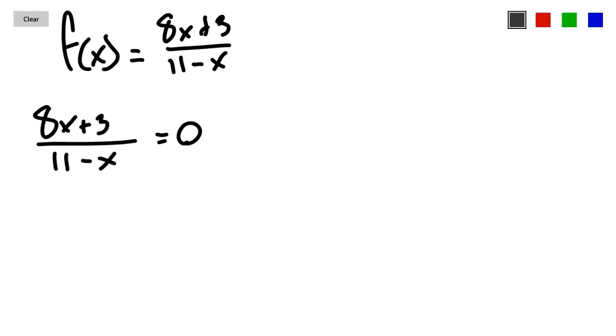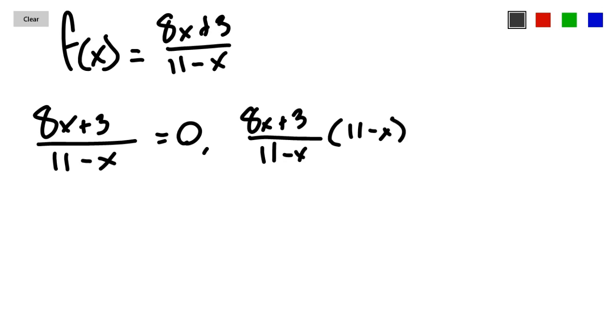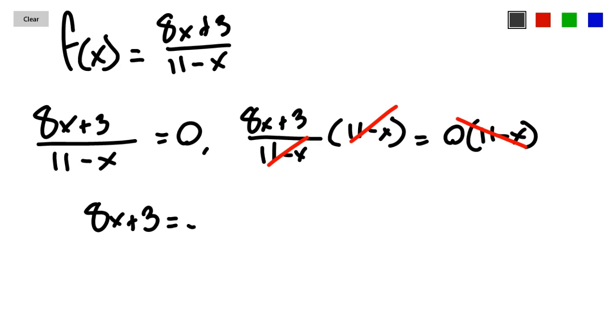So if I take this denominator and I multiply both the top of this fraction and the other side of the equation by the denominator, this is what ended up happening. So I have 8x plus 3 over 11 minus x, times 11 minus x, is equal to 0 times 11 minus x. So check out what happens. The 11 minus x on the left-hand side cancels with each other. And then on the right-hand side, I have a 0 times 11 minus x, which is just going to give me 0 again. So what I'm left with is just 8x plus 3 is equal to 0.